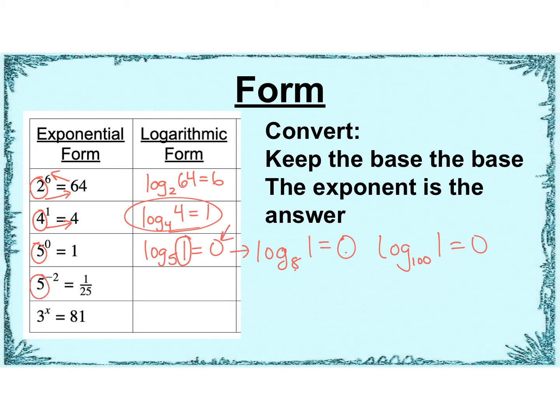5 is my base, so I'm going to say log base 5 of 1/25, because you're going to need the parentheses on your calculator, equals -2. And for the last one, I have my unknown exponent. Keep the base, log base 3 of 81 equals x, and that's what we can get ready to type into our calculator.